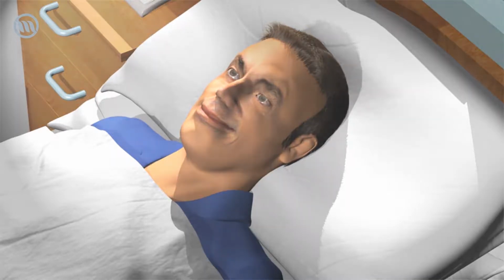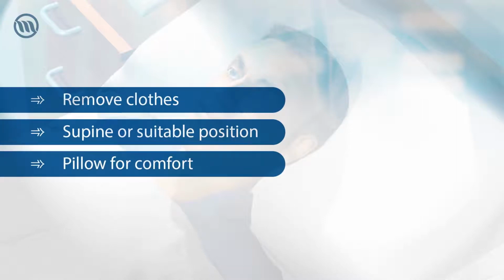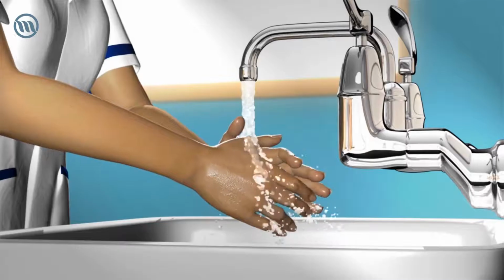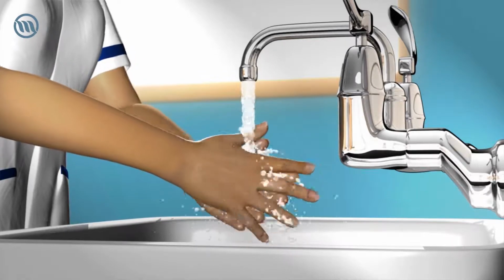If required, help the patient to remove his clothes and undergarments from the lower part of their body and ask them to get into a supine or other suitable position supported with pillows for comfort. Again, giving help where necessary. Cover the patient with a sheet to maintain their dignity until you are ready to undertake the procedure. Then wash your hands in line with your trust hygiene policy.